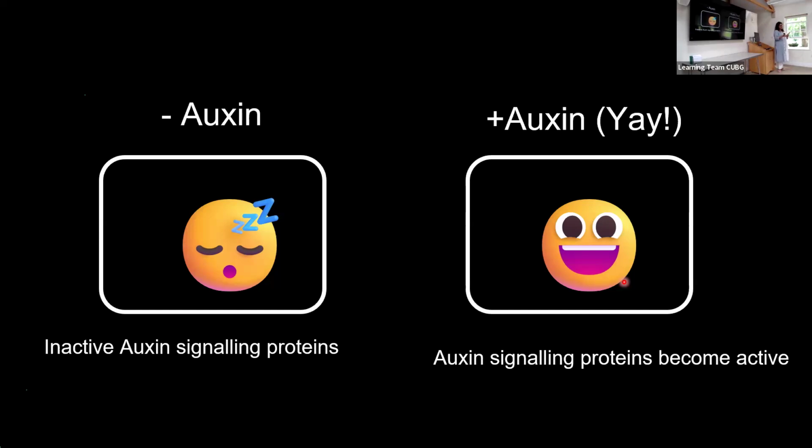So what we can do instead is make use of the messenger proteins through which this hormone might be acting. Those messenger proteins are called signaling proteins in our day-to-day laboratory language. When there is no auxin, these messenger or signaling proteins are present in the cell, but they are sleeping. But when auxin is present, they suddenly become very happy and very active, and are able to mediate the function of the plant hormone auxin itself.